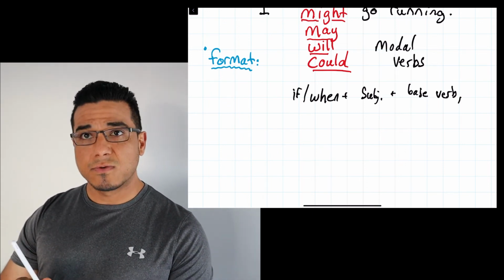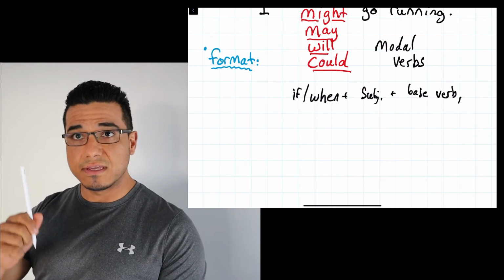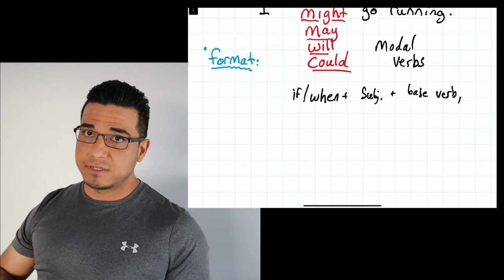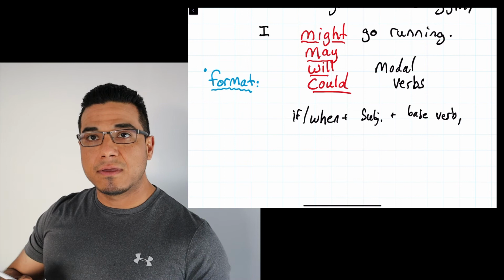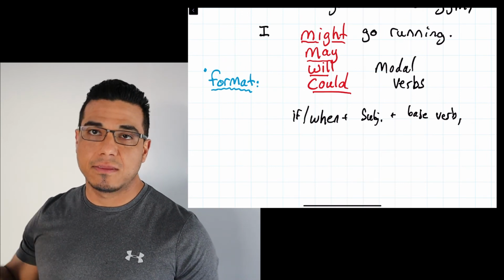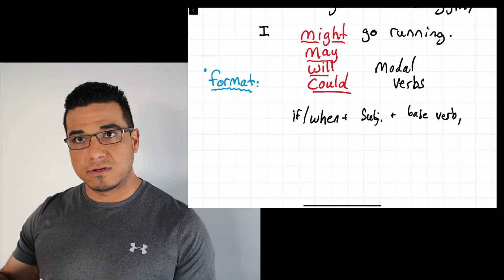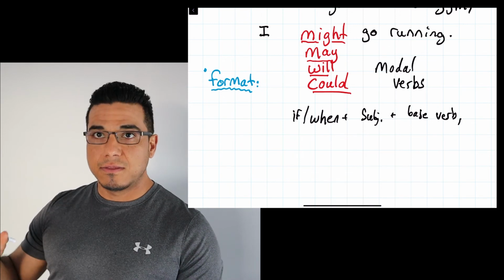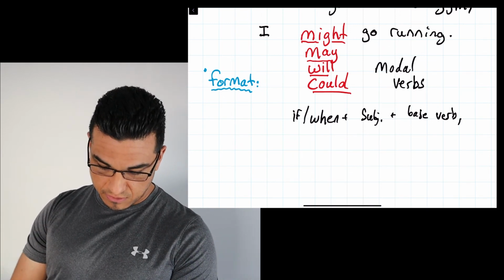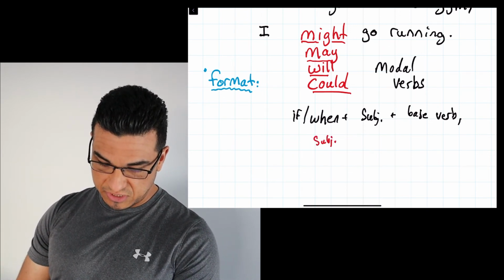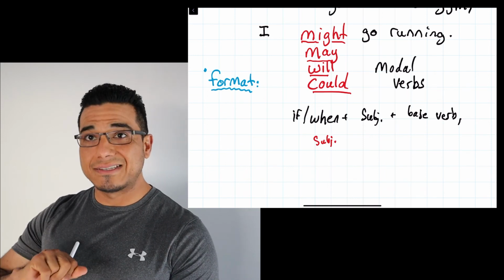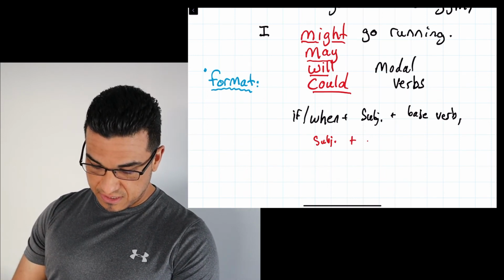Okay, now this is where there is a distinction between the zero conditional and the first conditional. Instead of following it with the subject and then the base verb, what you're going to do is follow it with the subject and the modal verb. So again, you're going to refer back to the subject, which in this case is I, plus the modal verb.